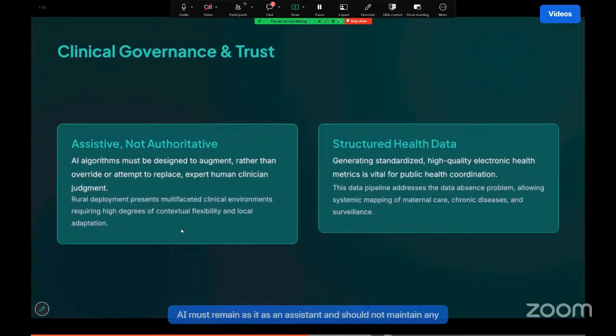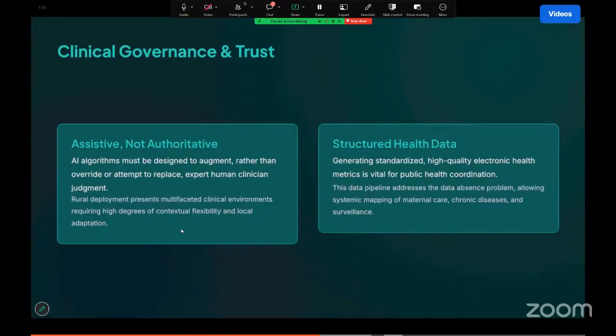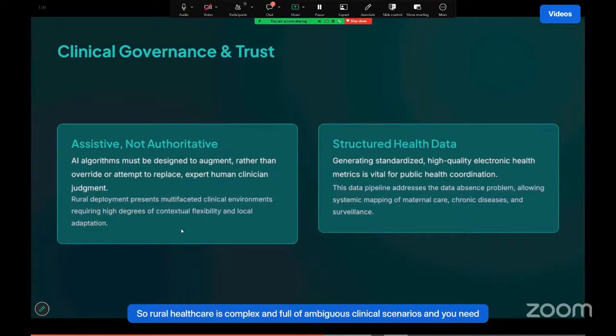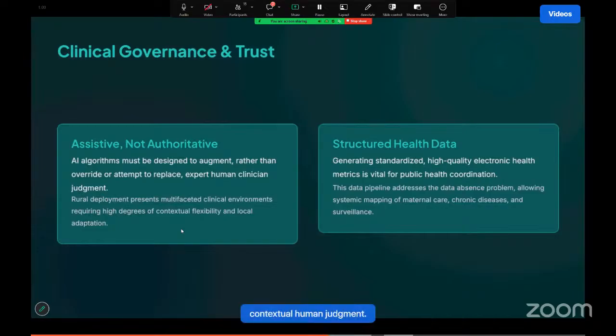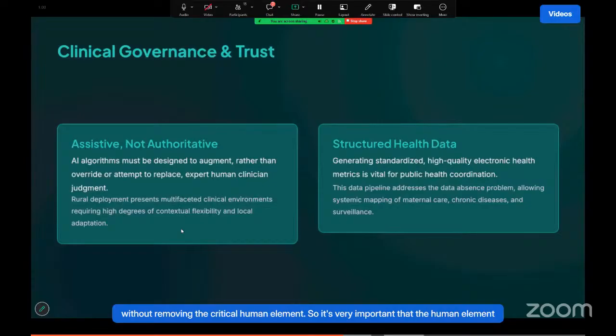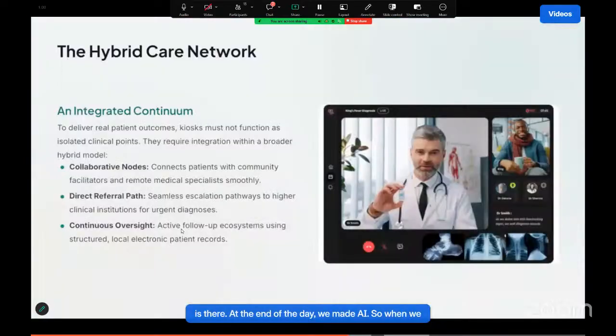So from a clinical governance standpoint, we have to establish a strict boundary. Once again, AI must remain as an assistant and should not hold any sort of authority over the physician that's actually there. Rural healthcare is complex and full of ambiguous clinical scenarios, and you need contextual human judgment. So the goal of the kiosk is to augment human decision making, making sure that it's safe with all the data that AI has, without removing the critical human element. It's very important that the human element is there. At the end of the day, we made AI.